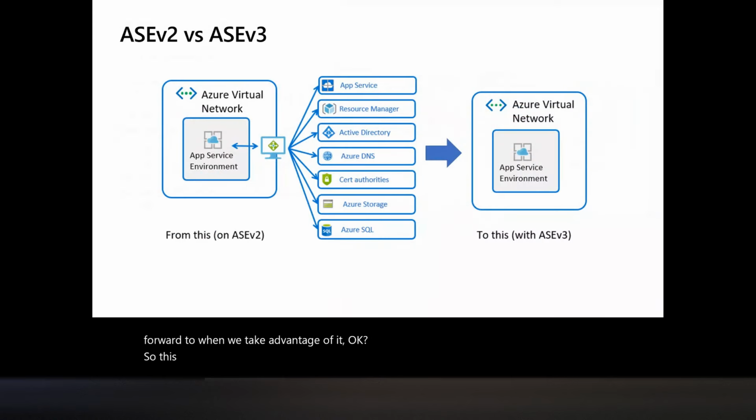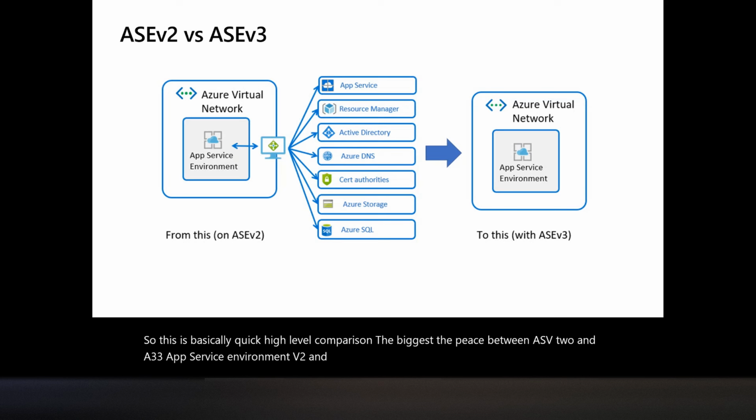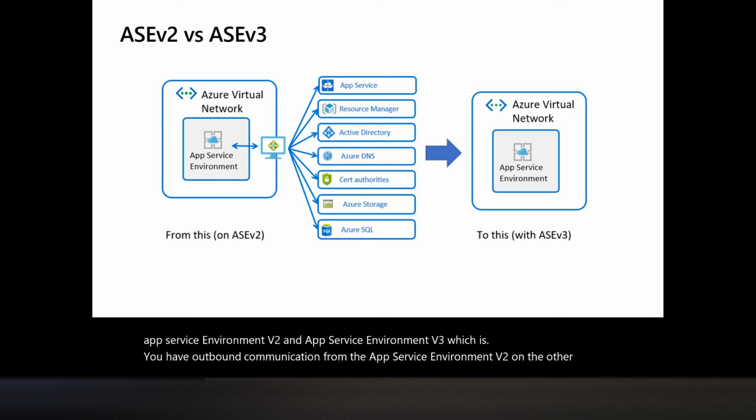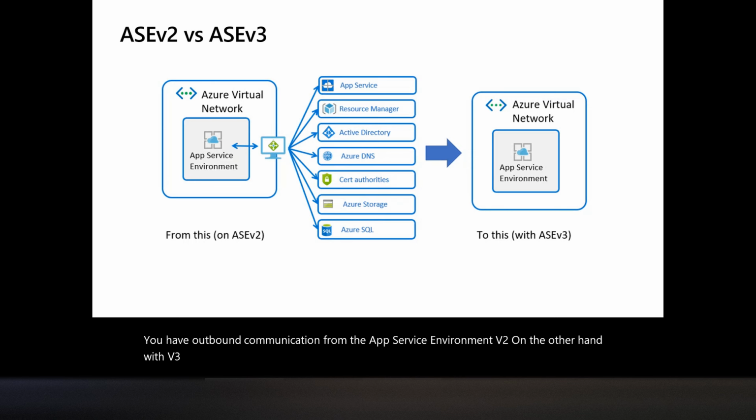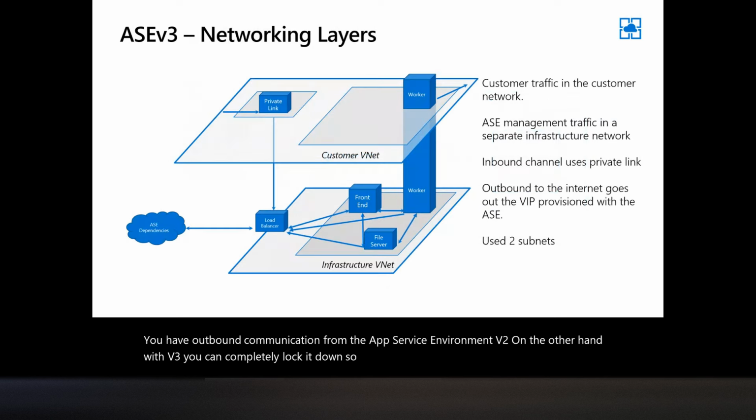This is basically a quick high-level comparison between App Service Environment v2 and App Service Environment v3. The biggest piece is that you have outbound communication from App Service Environment v2. On the other hand, with v3, you can completely lock it down. So that's one of the big changes.